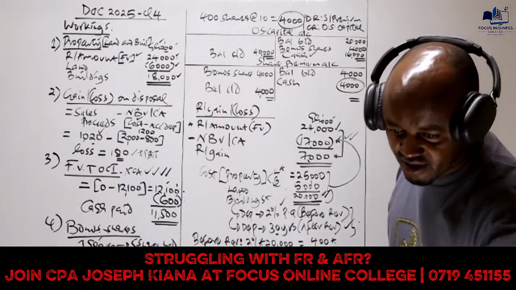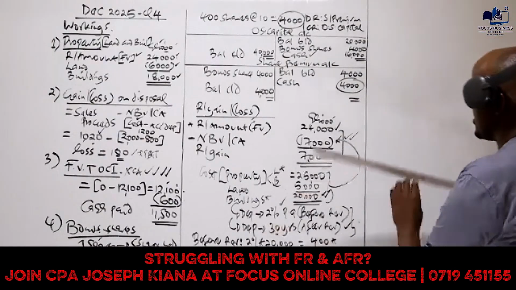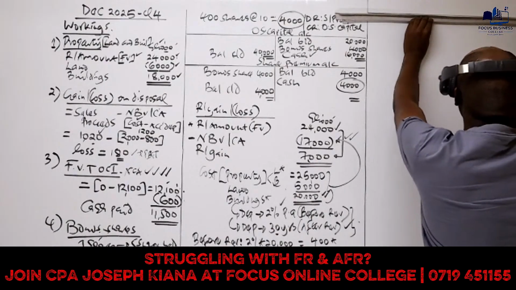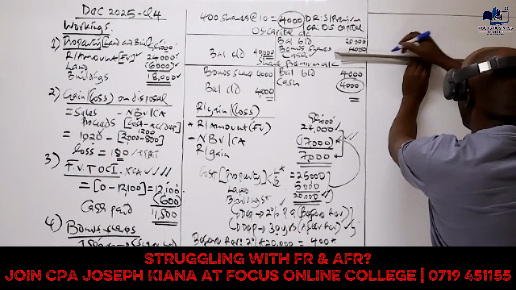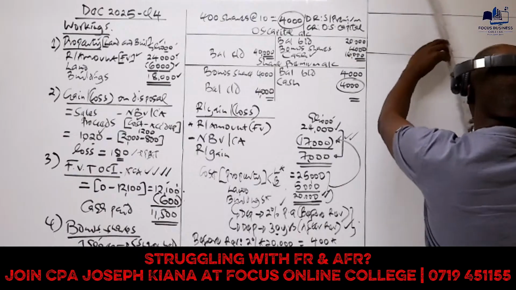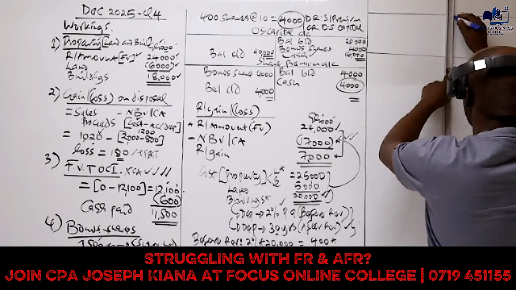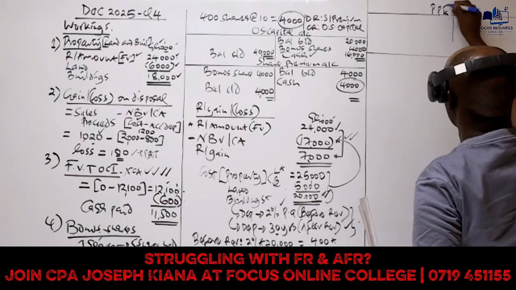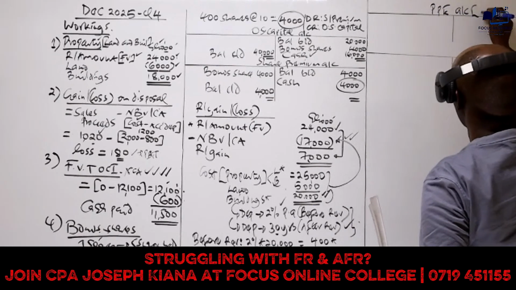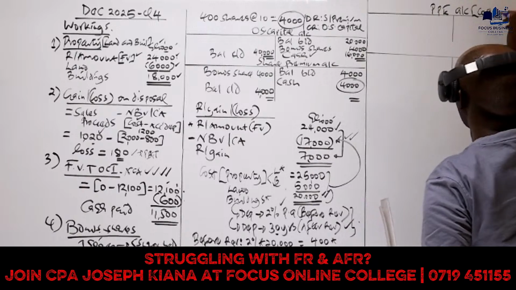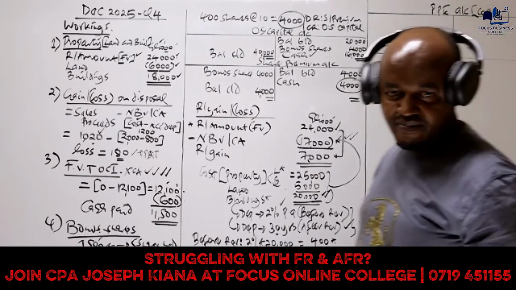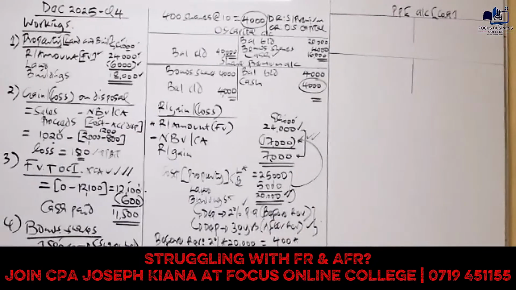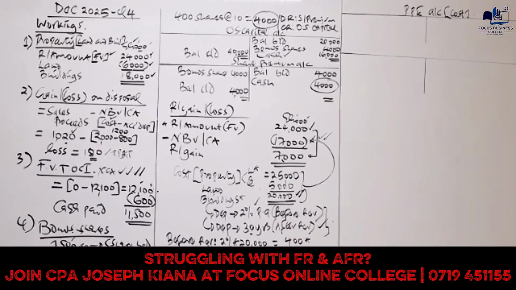So what I want us to do is move and prepare two accounts here, the PP account and the accumulated depreciation account. So let's prepare these two accounts here. We start with the PP account. In this question, we will prepare this account at cost.